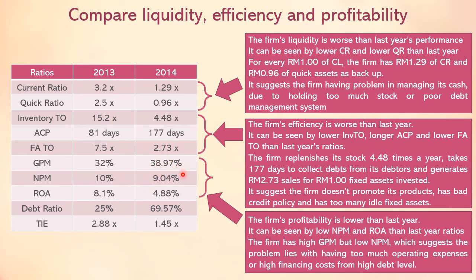So now we can see the problem is between the gross profit and net profit, meaning that the problem lies with having too much operating expenses. Okay, or maybe you are borrowing too much, causing you to have high interest cost. That's why you're having too low of an NPM. So these are the template or how you answer the comparative analysis when asked in the final exam later on.